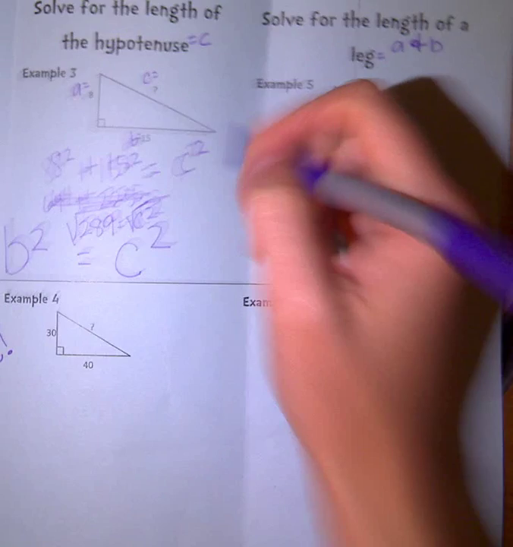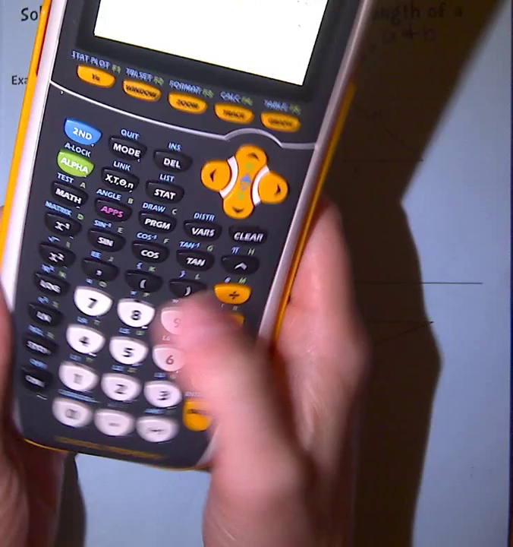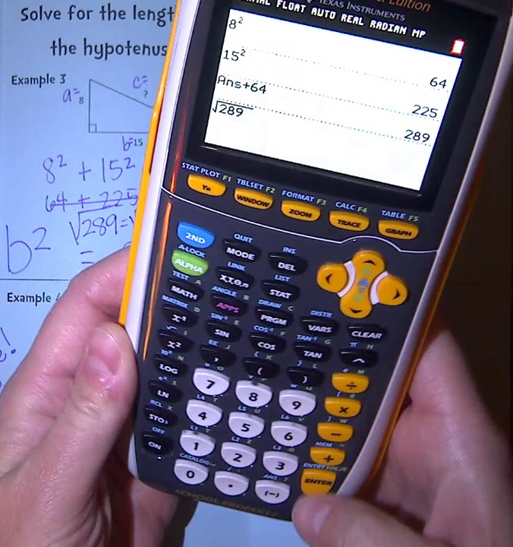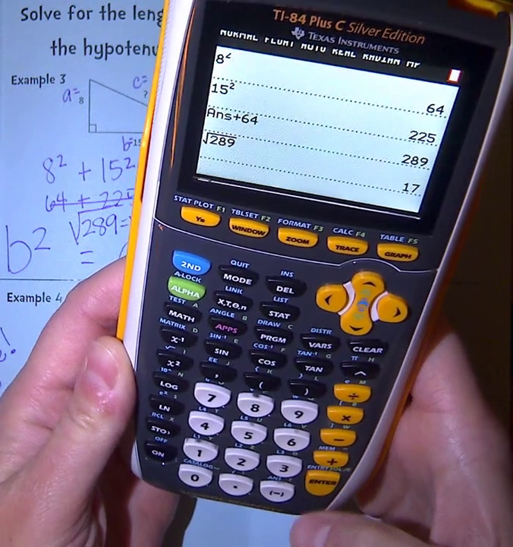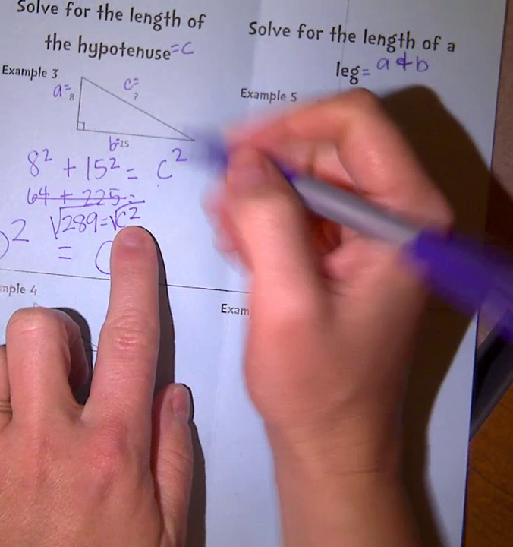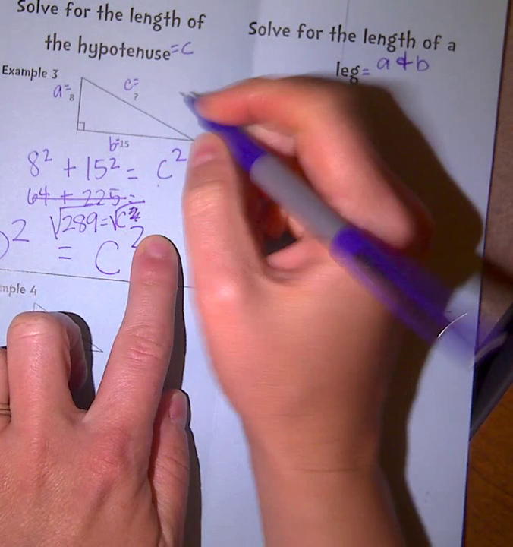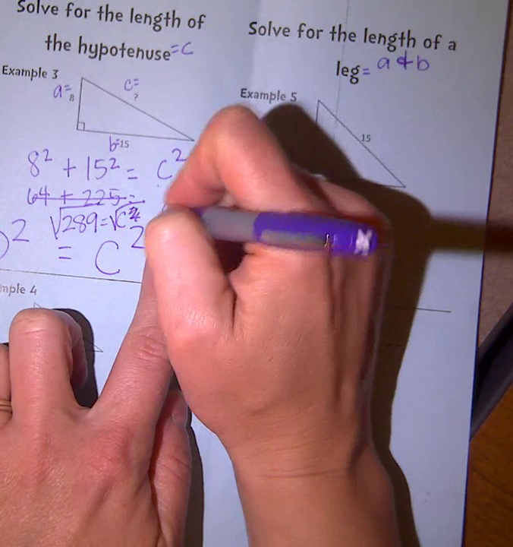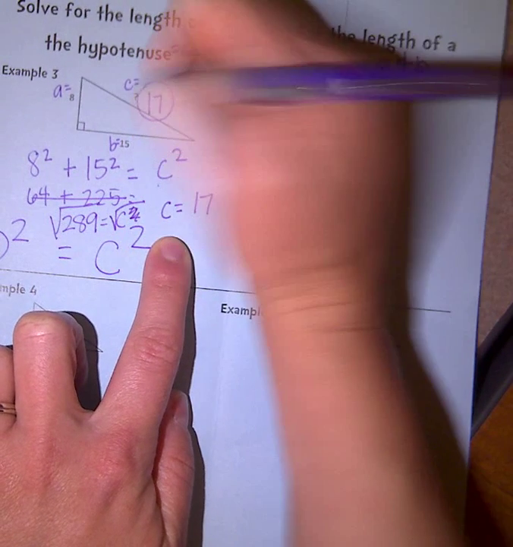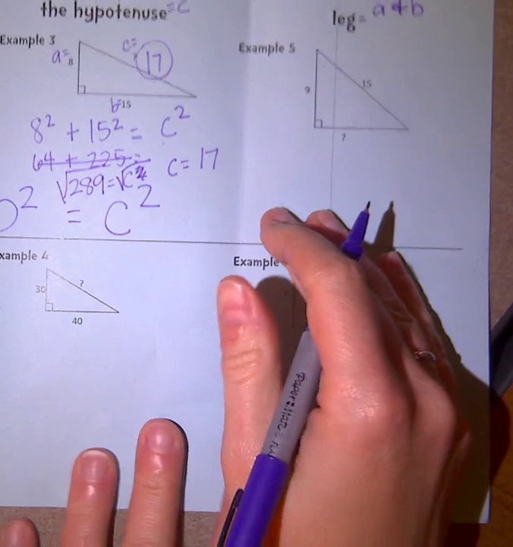And when you take the square root of 289, you get 17. And when you square root C squared, it's just C. It takes a little 2 exponent off, and it's just C. So now we get C equals 17. So that's how you find out the missing side over here. Okay?